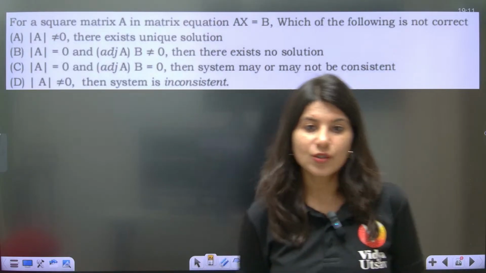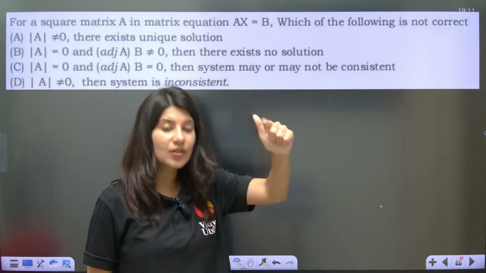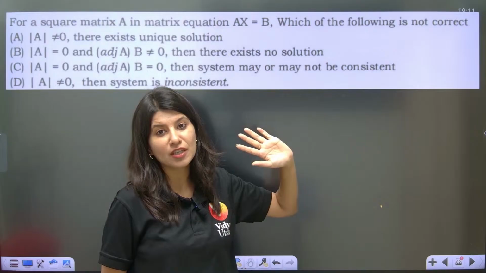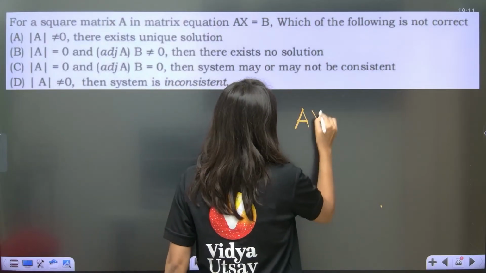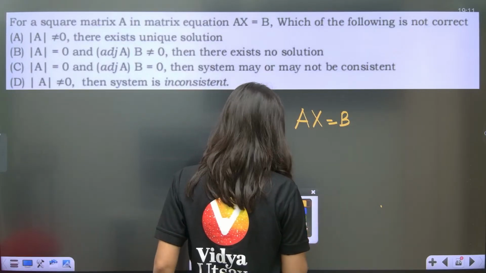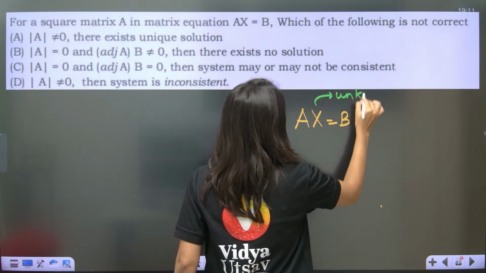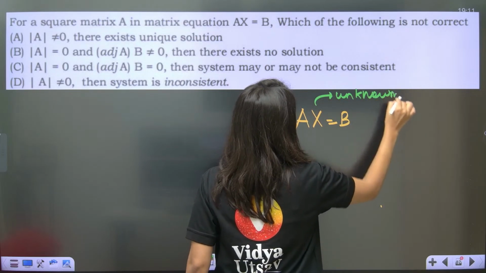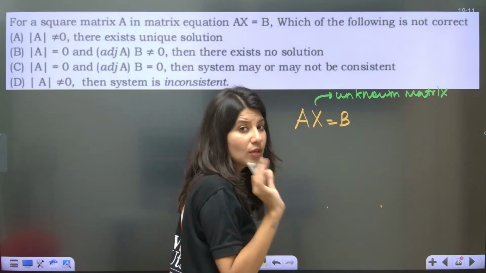All right. So you have to understand that this question is straight from linear equations, the matrix method for a system of linear equations. Now let me just revise a bit. AX equals B. Here X is unknown, an unknown matrix having x, y, z values. So this X is what we are looking for.